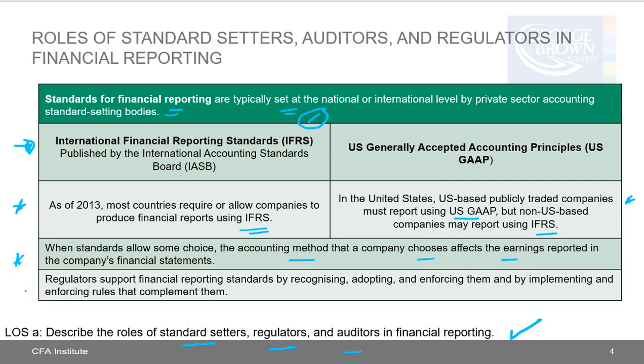And this is the role of the regulators. Regulators support financial reporting standards by recognizing, adopting, and enforcing them, and by implementing and enforcing rules that complement them. That's a very important thing to understand, that regulators don't set the standards, they support the financial reporting standards. The key words are recognizing, adopting, enforcing them, and implementing and enforcing rules that complement them. So those are some keywords that you would want to put onto a flashcard.